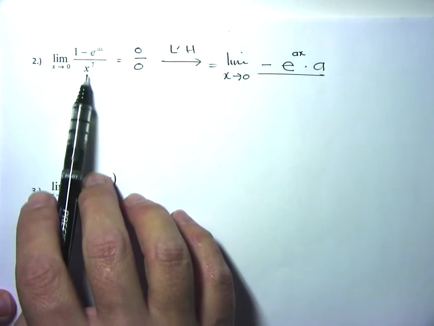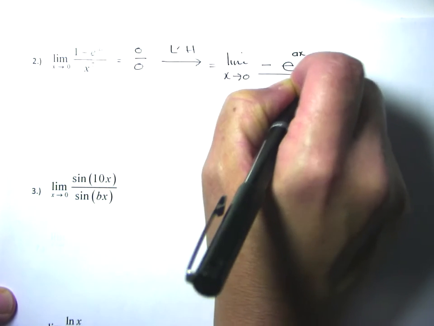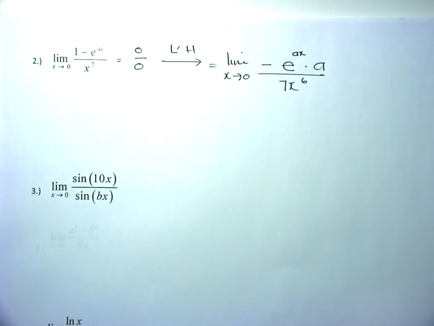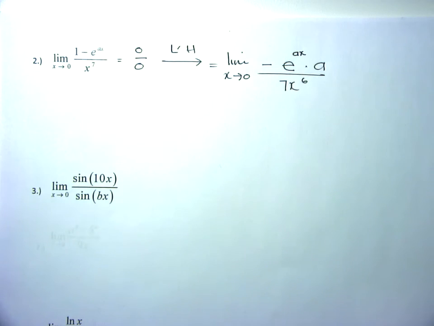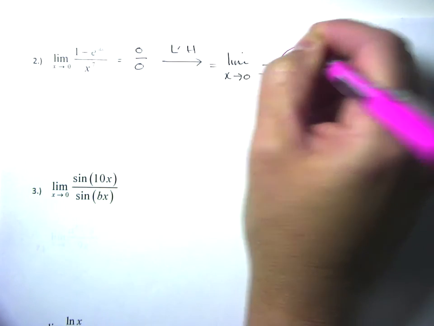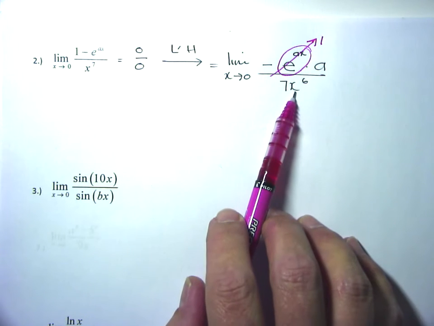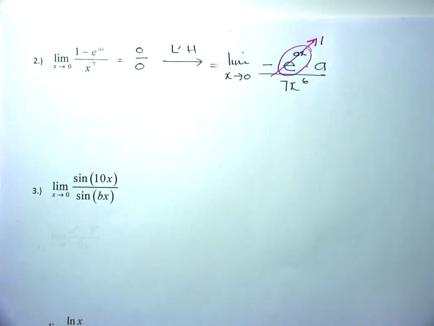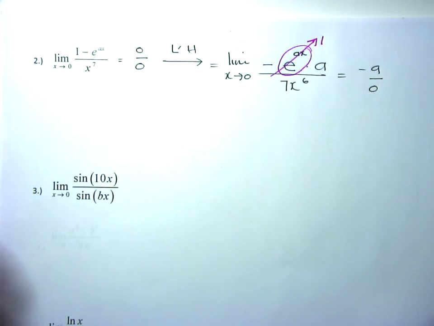All over, what is the derivative of x to the power 7? 7x to the power 6. And now we can plug the limit in again. So really what we have right now is just a brand new limit problem. So plug it in again. If I plug 0 in, e raised to the power 0 is equal to 1. So this becomes 1, right? Let's go ahead and indicate that. This becomes 1. And if I plug 0 in here, the denominator becomes 0. So what I have is negative a divided by 0.